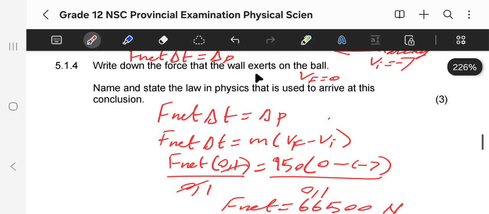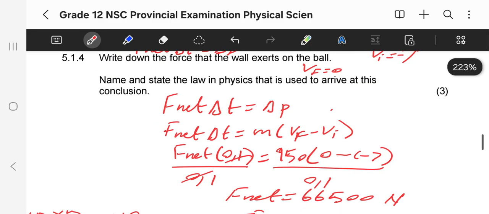The last question says we have to write down the force that the wall exerts on the ball, and they say name and state the law in physics that is used to arrive at this conclusion. The force, guys, that the wall will exert on the ball is opposite of this one. So this is the force that the ball exerts on the wall. The wall will also exert that force, but where is it going to exert the force towards? It's going to exert it in the opposite direction.